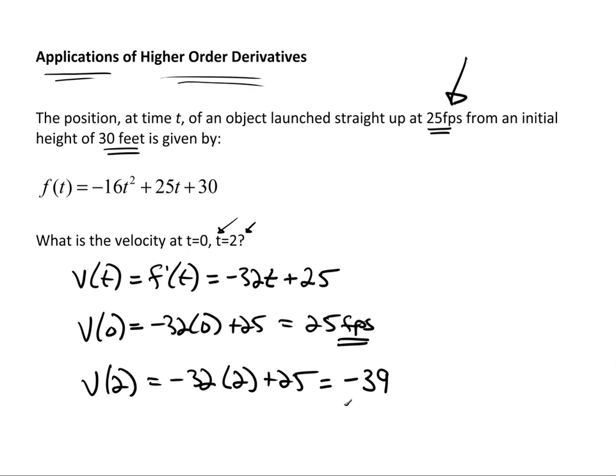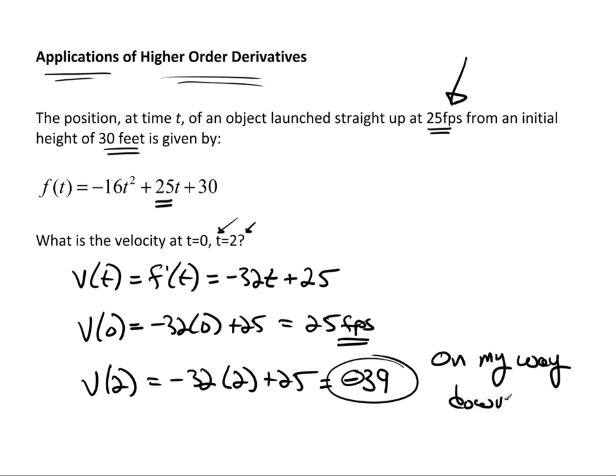Now that's kind of interesting. The initial velocity was 25 feet per second. Now 2 seconds later I'm at a negative 39 feet per second. Really this change in sign is telling me that I am on my way down. Initially it went up, and at some point it peaked, and then it started to come back down, where this is the initial height on a building that's 25 feet high. That's kind of the scenario.